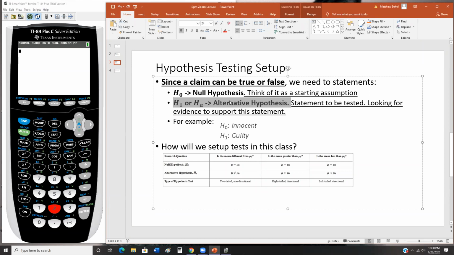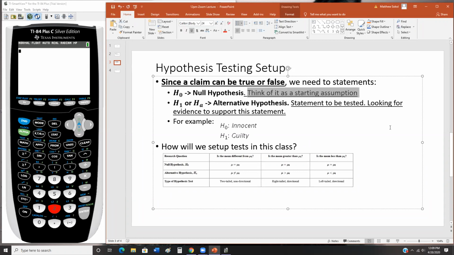So the first statement, the null hypothesis, think of this as your starting assumption. So you're going to make some assumption with the data. And this null hypothesis, this is really important, in statistics will always be a statement of equality. So we're always going to start with the assumption that what we're investigating is equal to some number. That's how we're going to start. And then this alternative hypothesis, the second statement that we're going to set up, is going to be a statement to be tested. It's what you're looking for evidence to support.